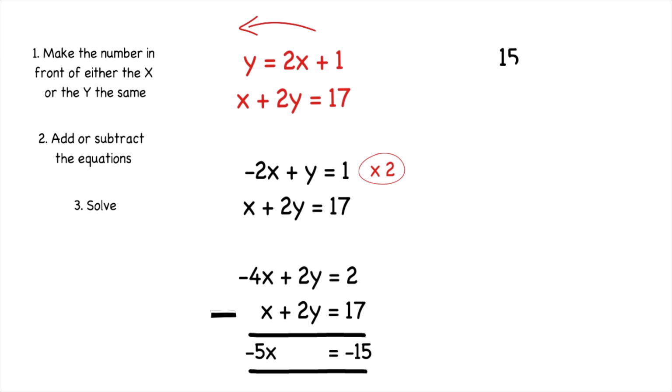Remember, if everything is a minus, we can just change everything to a positive. If 5 lots of x are 15, then 1 lot of x will be 3.